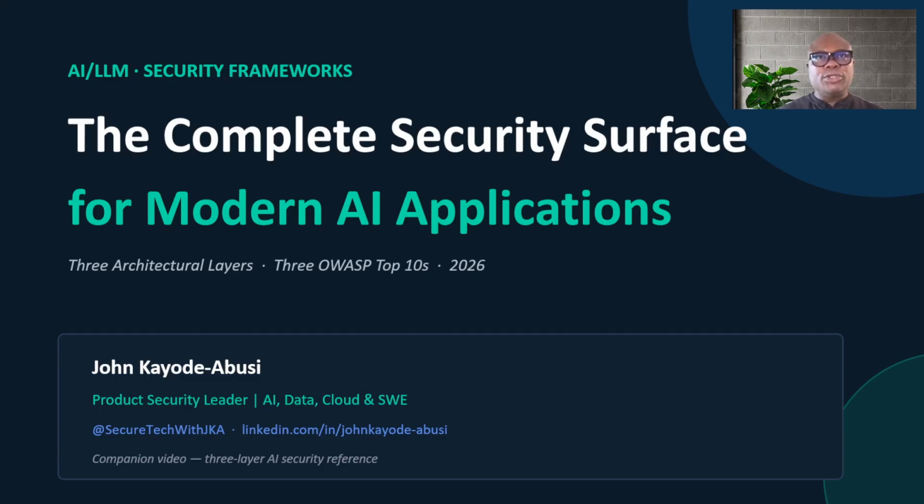On this episode, I want to look into how the OWASP Top 10 security project has been able to produce documentation and a framework that will help us deal with security concerns within the three layers of AI. I titled this "The Complete Security Surface for Modern AI Applications." The three surface layers of AI, like I said, are one, LLM, two, agentic, and three, MCP.